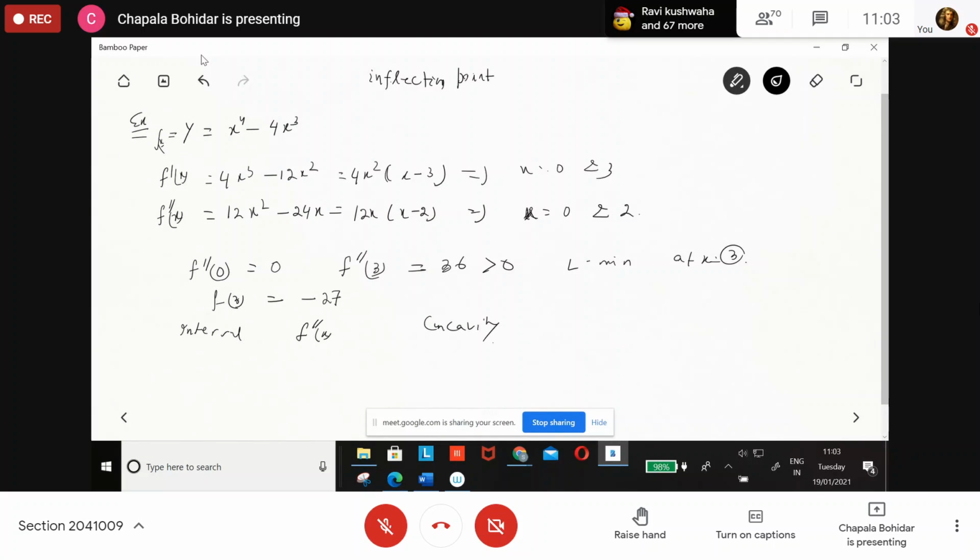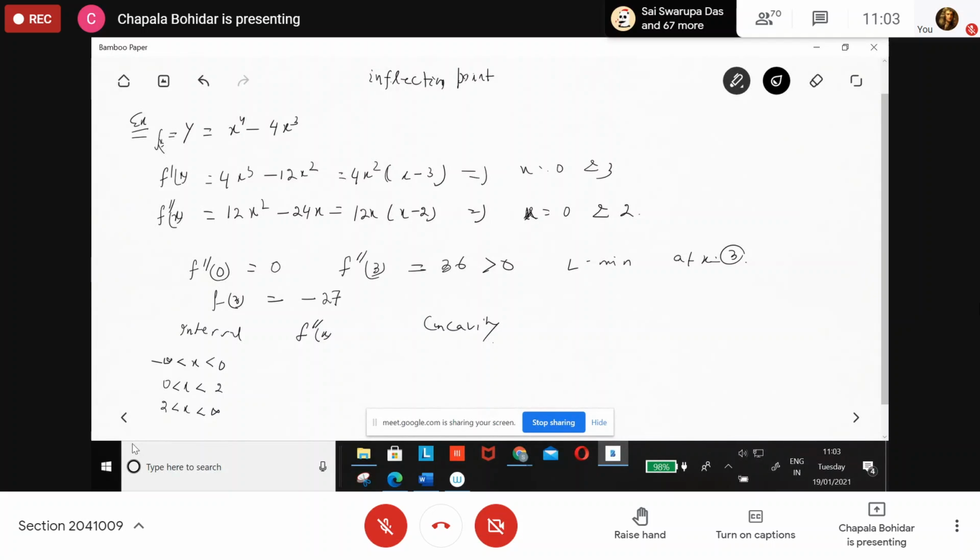Okay. So my domain is minus infinity to plus infinity. So what do you write down? Minus infinity less than x, less than 0. We are getting 0 as one point. Then 0 is less than x is less than 2, another point is 2. Then 2 is less than x is less than infinity.